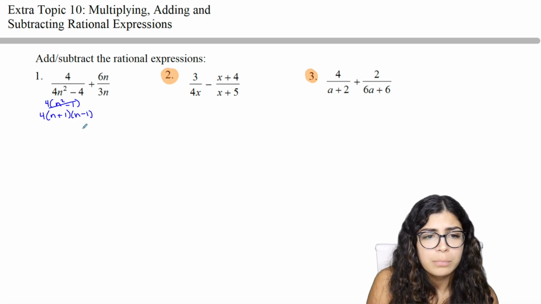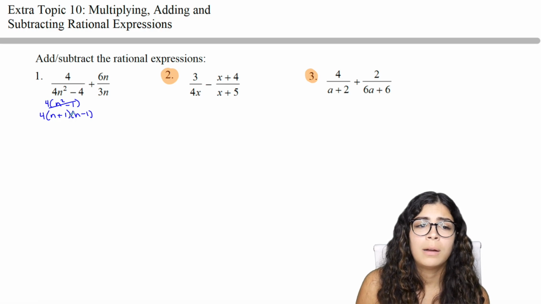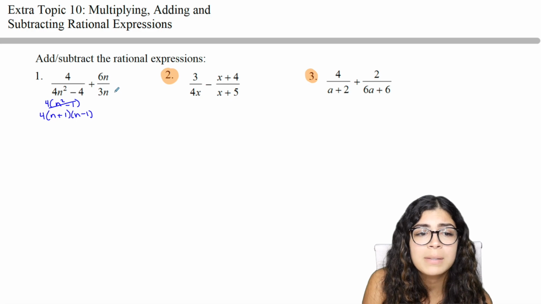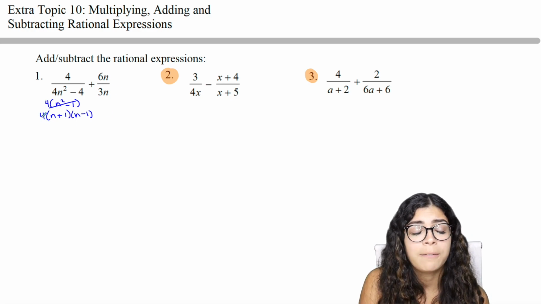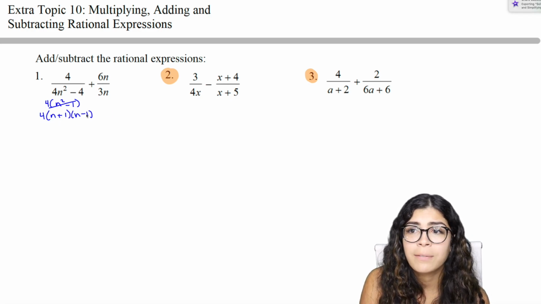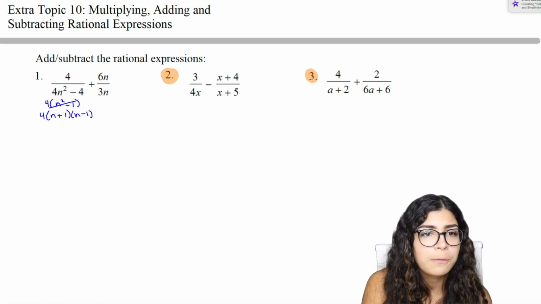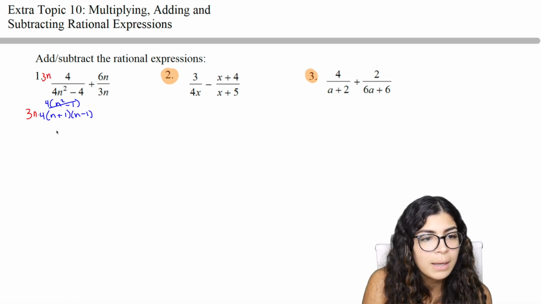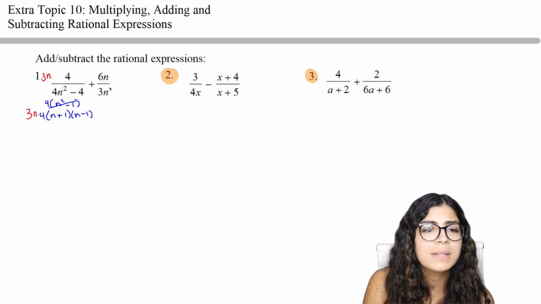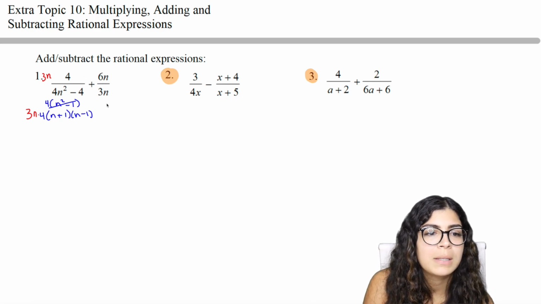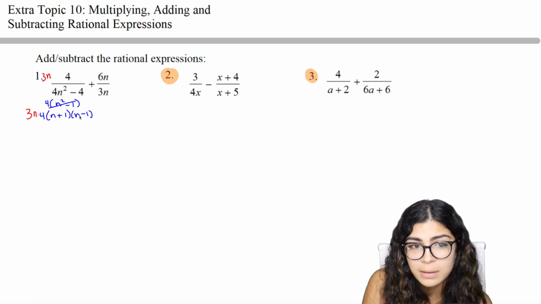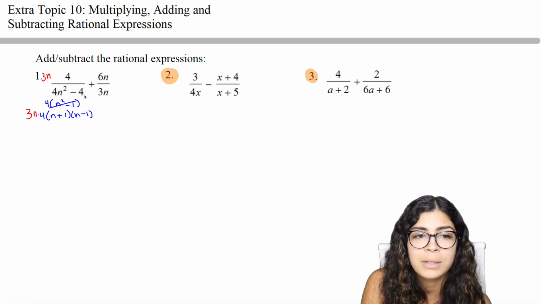Now, clearly here we're missing a factor of 3 in that first fraction, and we're missing also a factor of n. We have 4, we have n plus 1, and we have n minus 1. So for the first fraction, we're missing 3 and n. So I'm going to multiply that to the top and the bottom. And on the second fraction, we're missing 4. We're missing the factor n plus 1, and we're also missing the factor n minus 1. So we're missing the entire denominator.